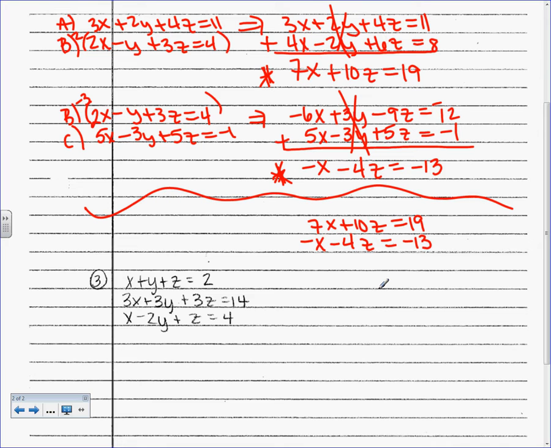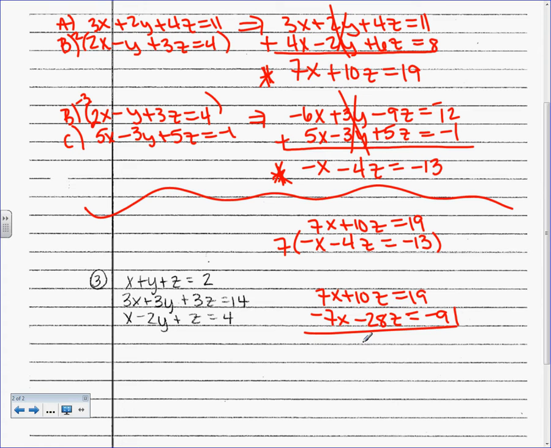If you get it wrong, let me know. I'll do it for you instead, okay? So eliminate, people. I'm going to do 7 here. Again, if there's a 1, that's the easiest, right? So I rewrite them again. 7x plus 10z equals 19. And the second one's going to become negative 7x minus 28z equals what? Negative 91? Is that right?